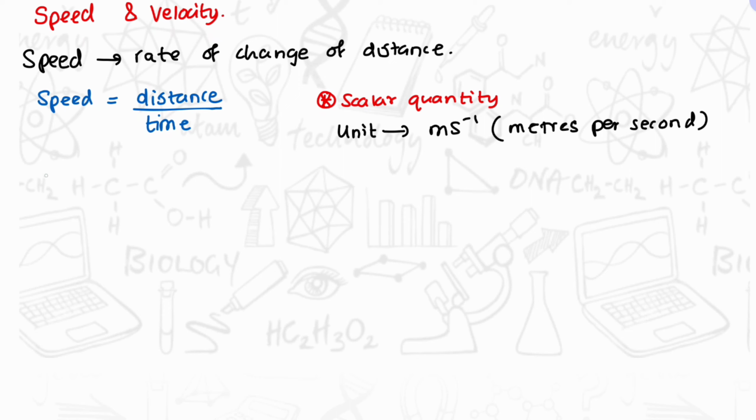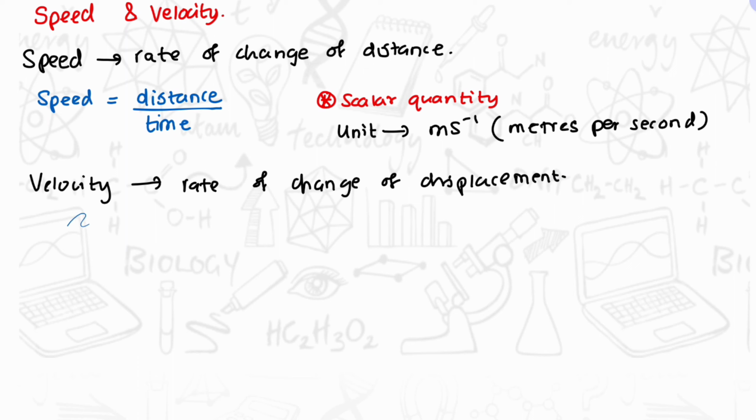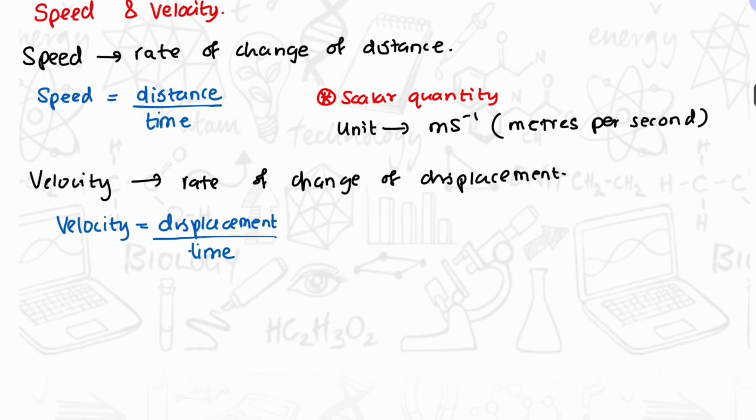What is velocity? Velocity is the rate of change of displacement. We can write it as velocity is equal to displacement divided by the time taken. Velocity is a vector quantity and the unit will be meters per second.